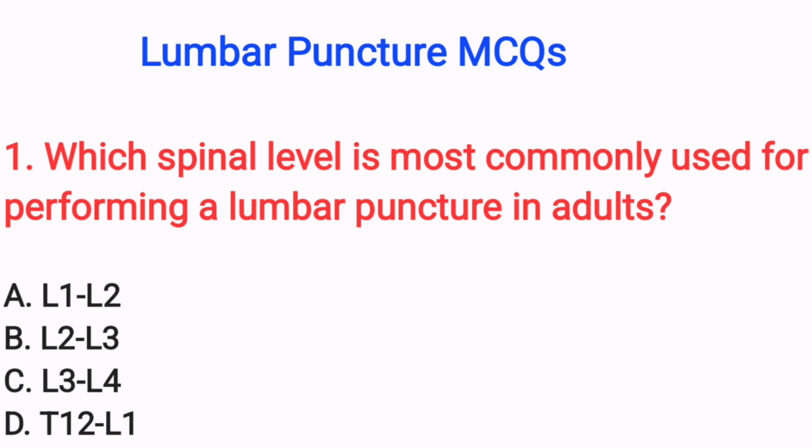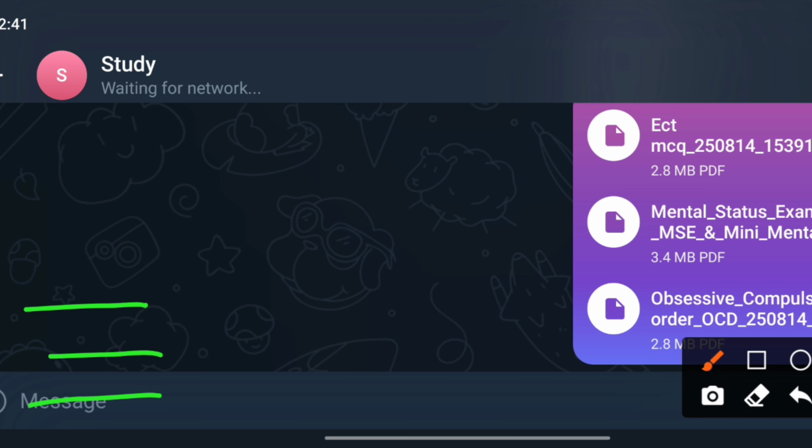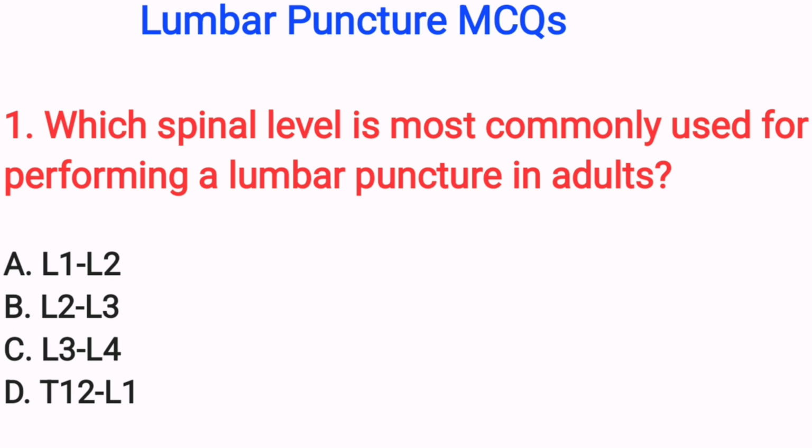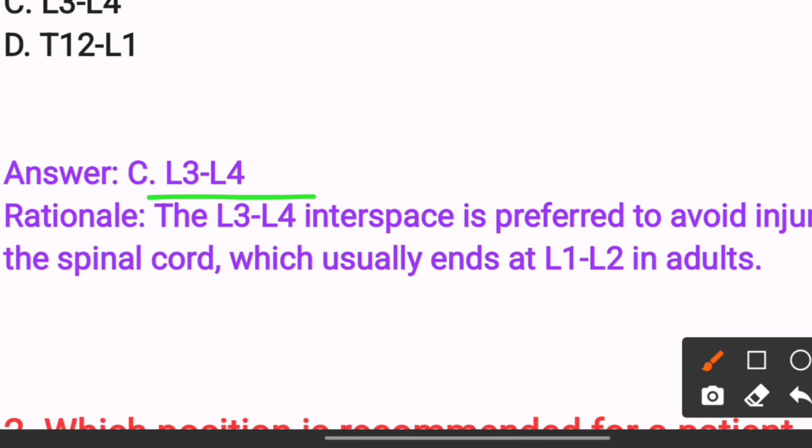First question, which spinal level is the most commonly used for performing a lumbar puncture in adults? Option A, L1 L2. Option B, L2 L3. Option C, between L3 L4. Option D, T12 to L1. The answer is option C, between L3 and L4.